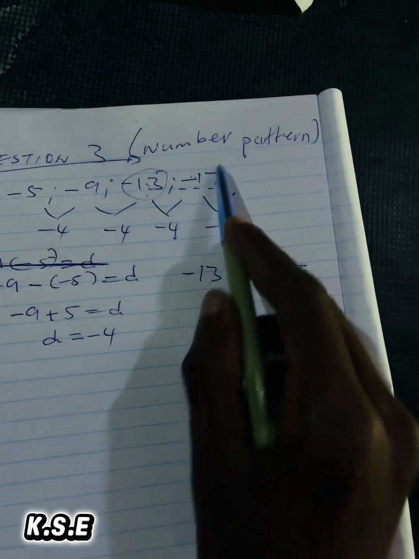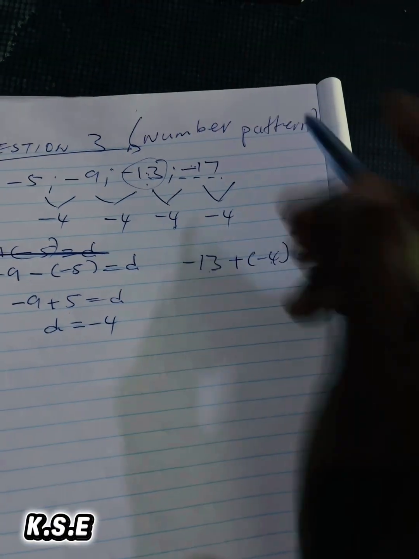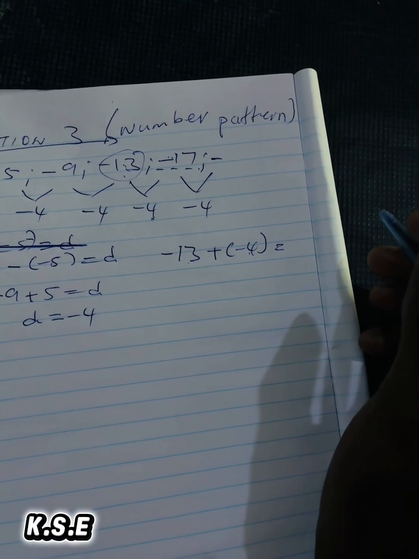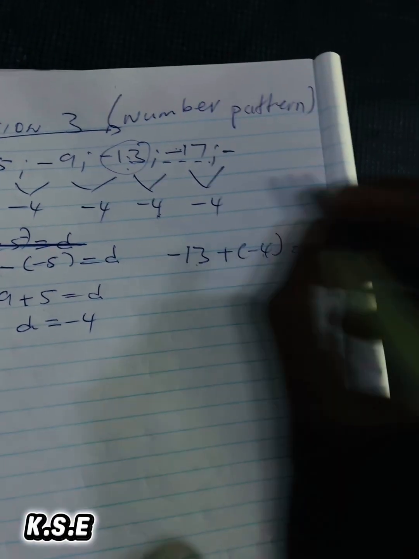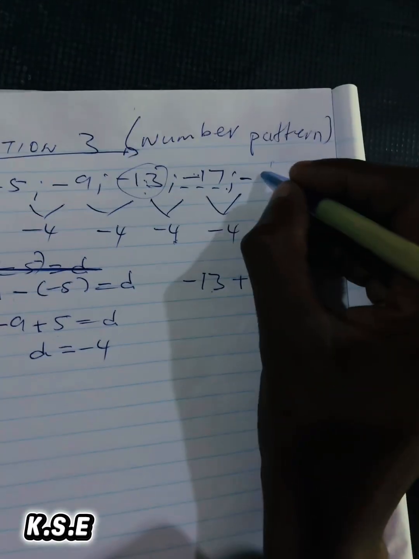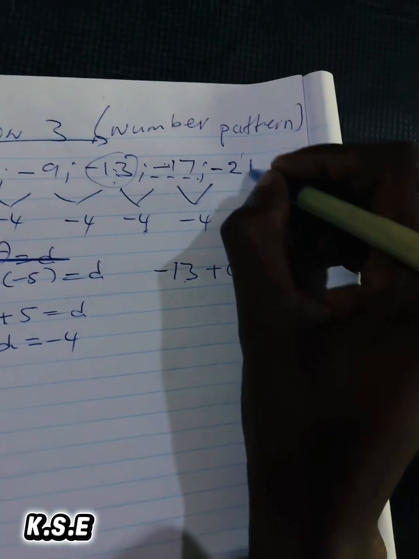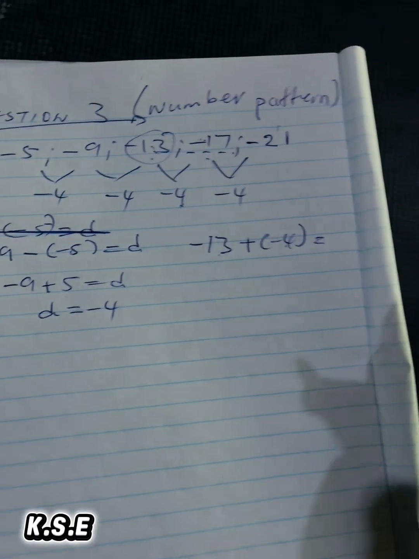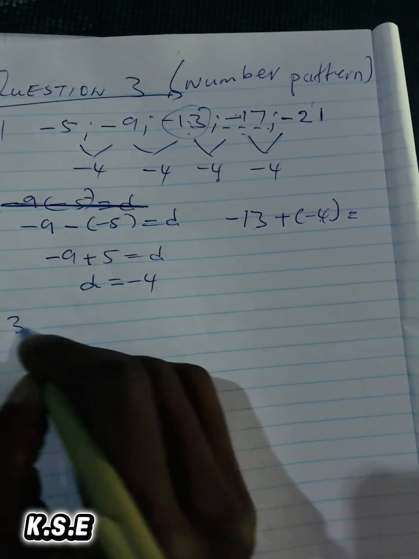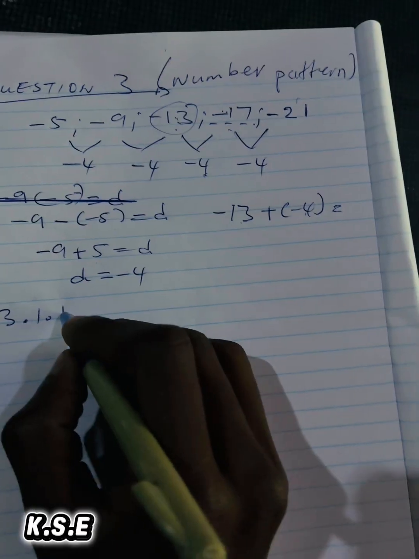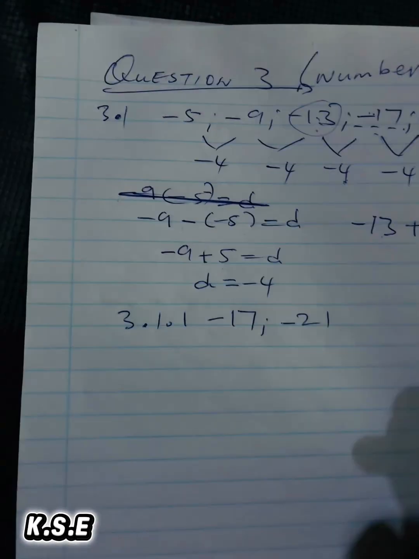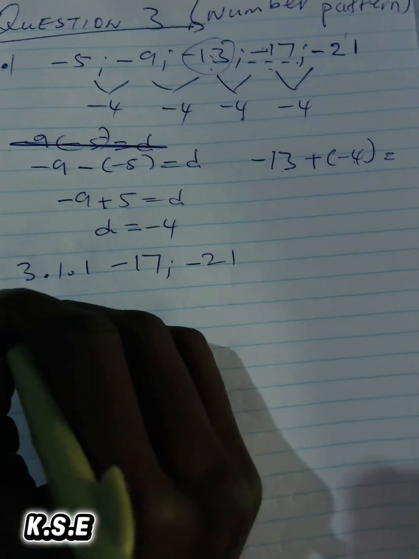Then we come back: -4. This plus this has to give us the next term, which is going to give us what? Say it. Negative. Good. It's going to give us -21. So this is how we find the next term. So our actual answer for 3.1.1 is going to be -17 and -21. I hope you're good.